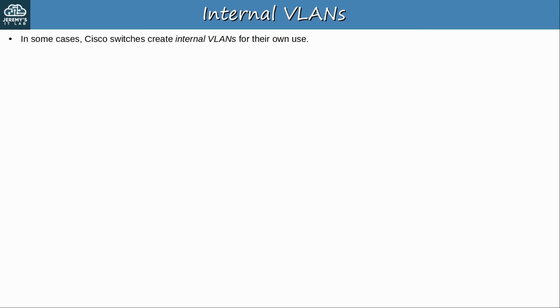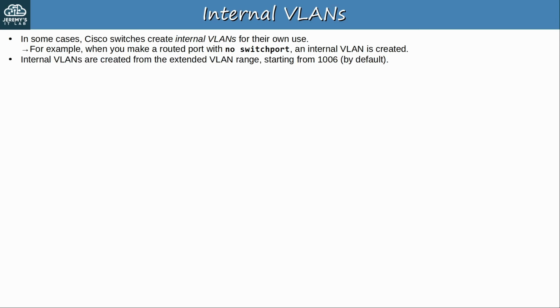In some cases, Cisco switches create internal VLANs for their own use. The most common example is when you make a routed port with the no switchport command. Each routed port uses an internal VLAN. Internal VLANs are created from the extended VLAN range, starting from 1006 by default. You can control this behavior, however.